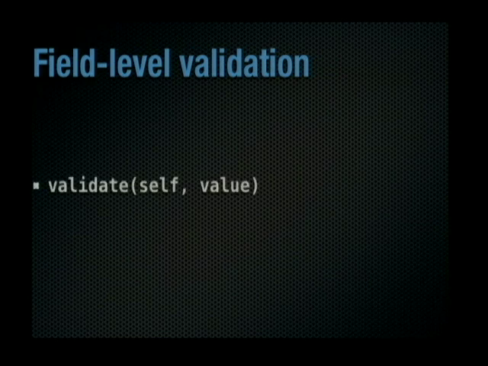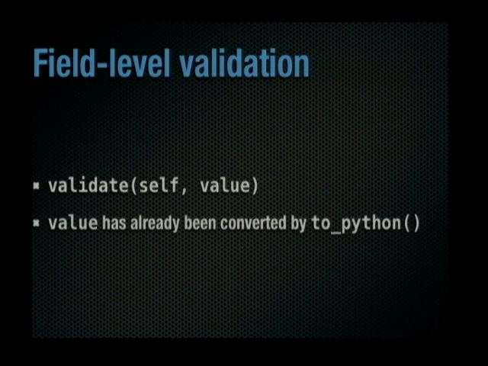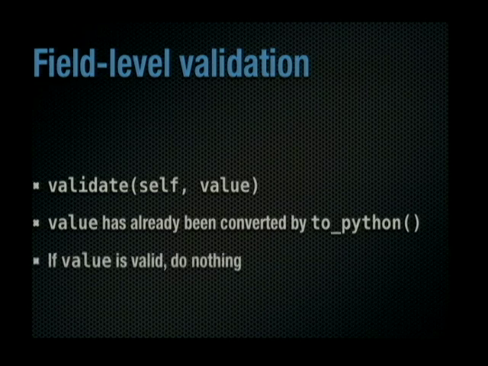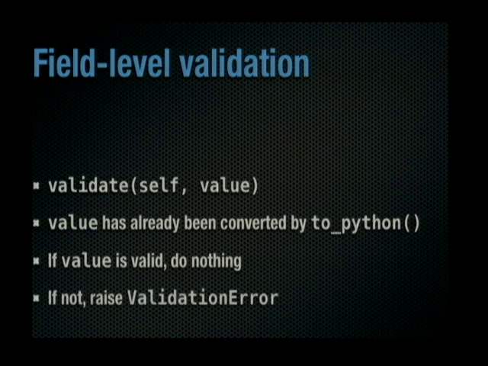Field level validation is the validate method. It gets the value that has already been converted, so we only get here if we've actually been able to convert it. If the value is valid, this method does nothing. If the value is not valid, it raises a validation error. This is a pretty common pattern we're going to see.